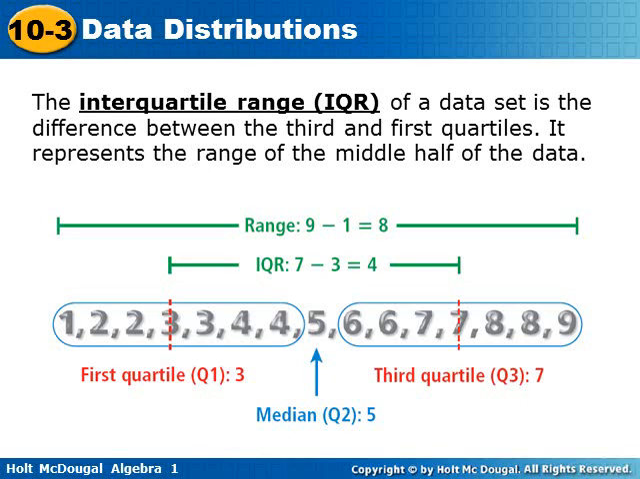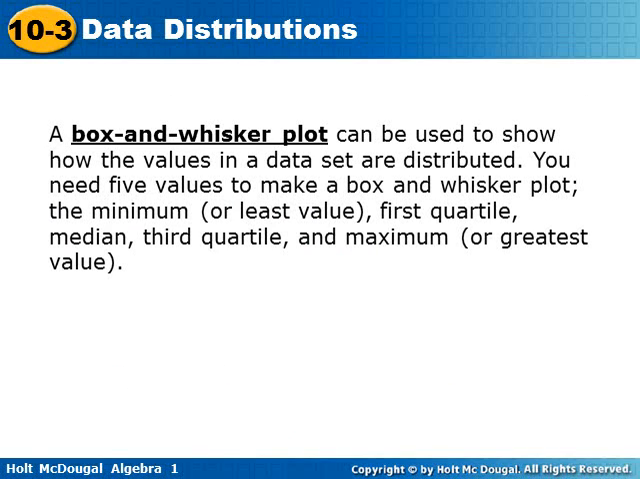Then taking the lower half of the data set and finding the median of that, the first quartile is equal to 3. On the right-hand side, the third quartile, or the upper part of the data, the median is 7. So you can see that the total range, 9 minus 1, would be 8, but the interquartile range, IQR, would be 7 minus 3, the median to the median, which is 4.